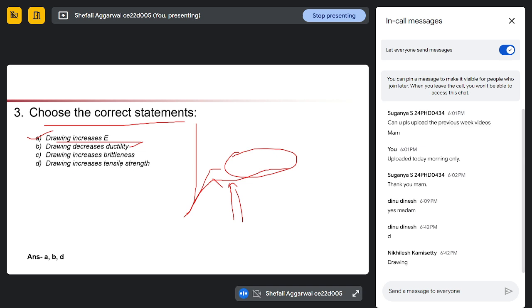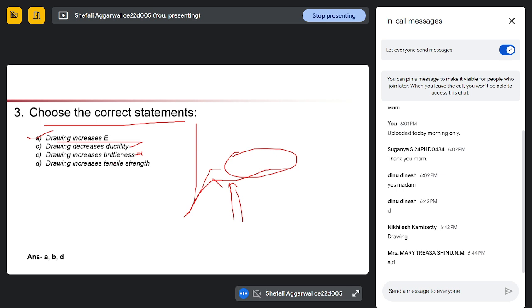And next thing is it increases the brittleness. No, it won't change the brittleness, however it will increase. Yeah, A and D are correct answers. However, B is also correct. So increasing modulus of elasticity will definitely decrease the ductility of your material. Okay, so the correct answer is A, B and D.